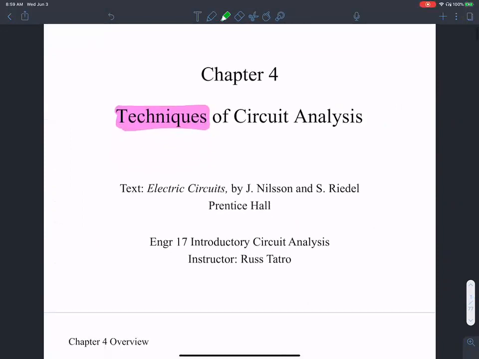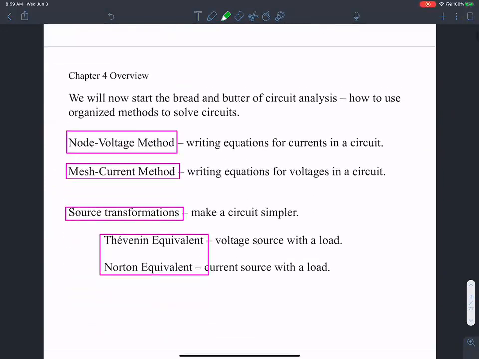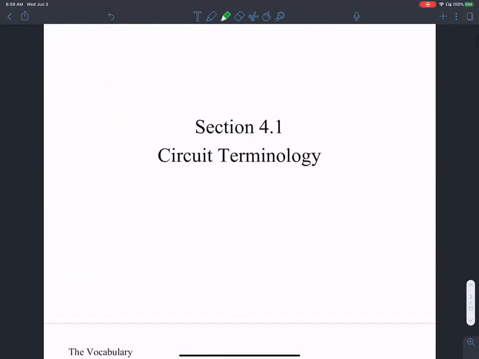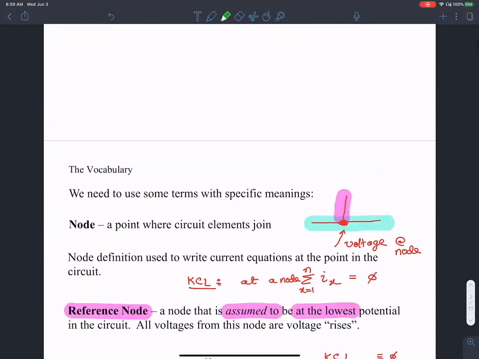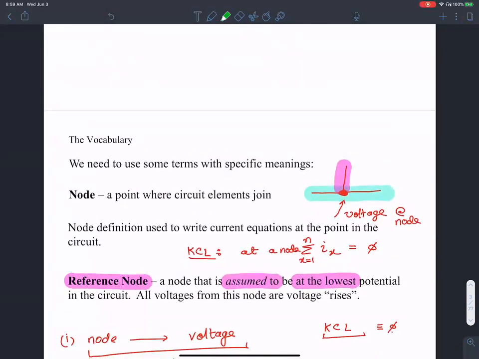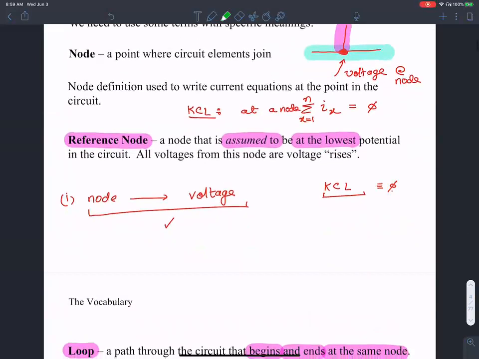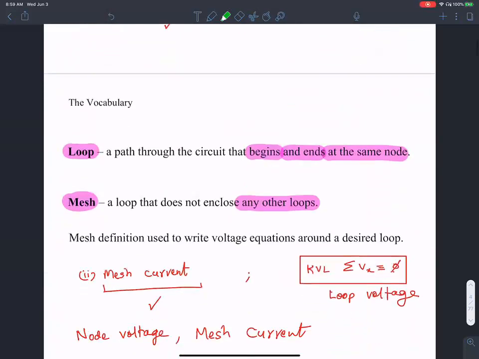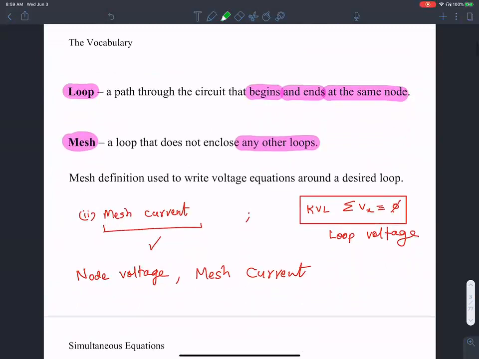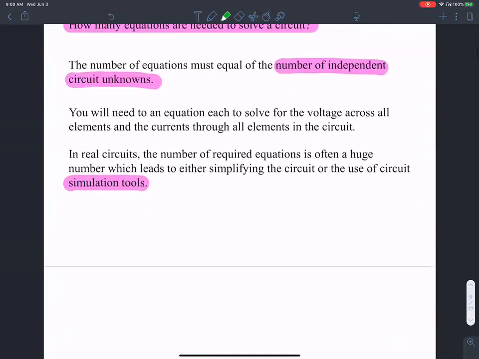We started this chapter, techniques of circuit analysis, by defining certain terminology. A node is a point where circuit elements join. A reference node is the node assumed to be at the lowest potential, the ground. Then I defined a loop. We know what a loop is: any path in a circuit that begins and ends at the same node. And then a mesh is a loop that does not include any other loops. That's section 4.1.